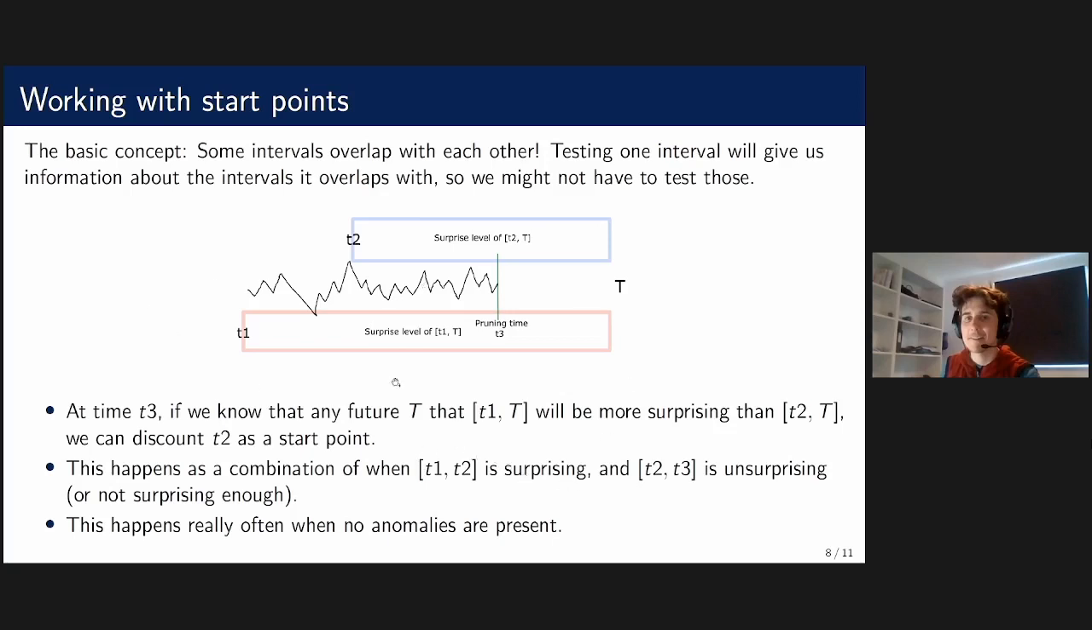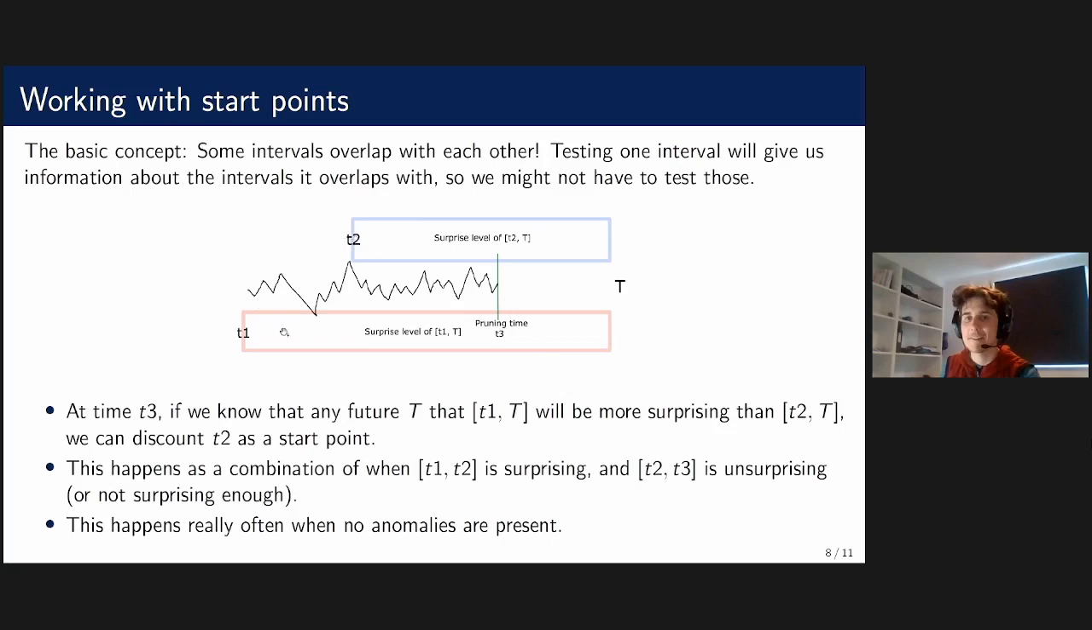The rest of this slide I'll go into in more detail. The way the mathematical algorithm pruning I'm working on looks is that if you have a set of start points, you have a T1 and a T2, and you think that this bit here is pretty likely to maybe be an anomaly, and this bit here is pretty unlikely to be an anomaly, then at some point you will decide that for any future T, you know that if T2 will be here, then the T1 interval here will be more surprising. And then at this point, you can throw out T2 as a start point.